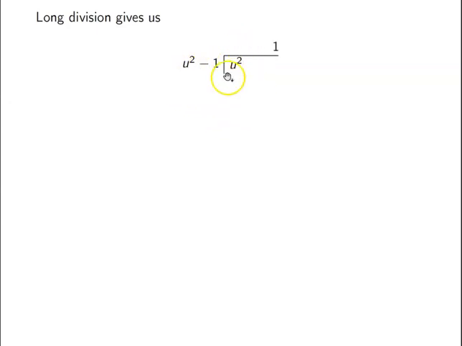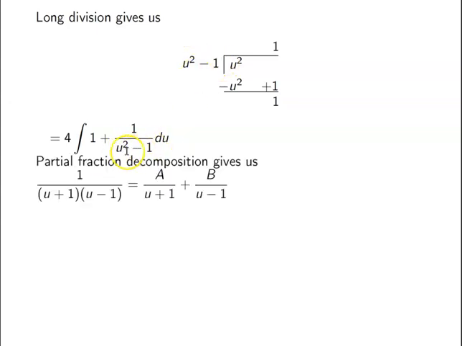So when I subtract these two, I get u² − u², and then 0 minus a negative 1 is plus 1. So this is my remainder now. And so I get 1 plus remainder over what I'm dividing by. This factors very nicely into (u + 1)(u − 1). They're distinct linear factors, right? So the decomposition looks like just A and B.